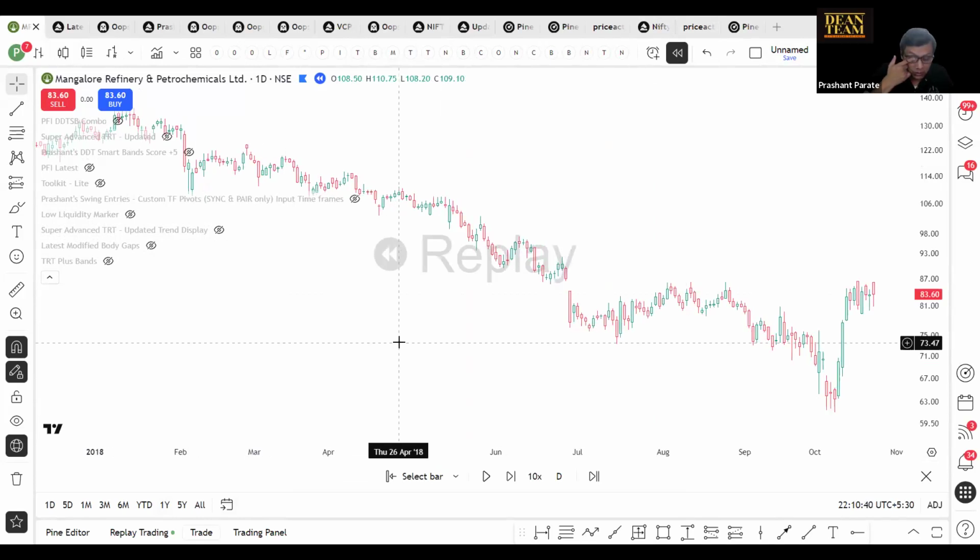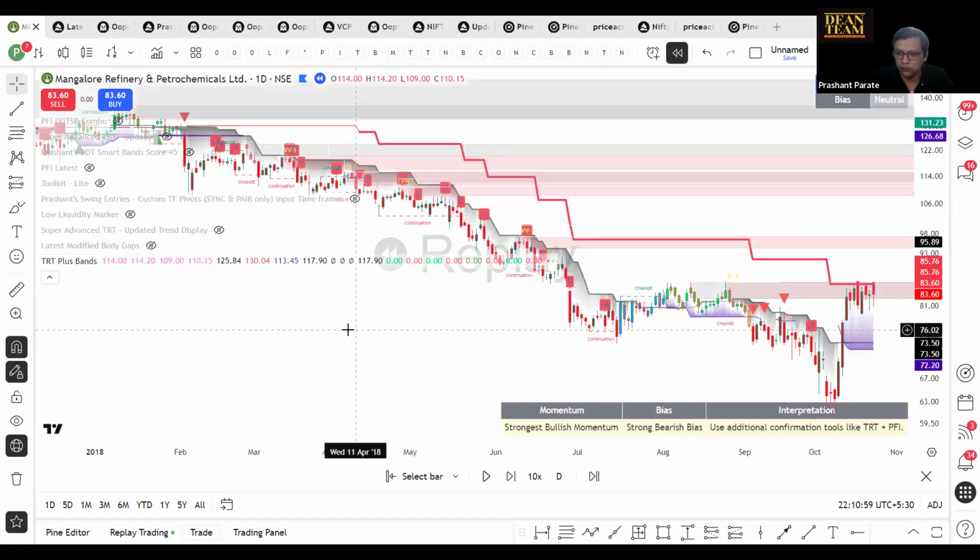And then you have to decide which study you want to conduct, whether you want to check only with TRT, or you want to check TRT plus bands, or you want to add everything, TRT plus bands plus PFI, and then add that indicator. So we'll study TRT plus band.